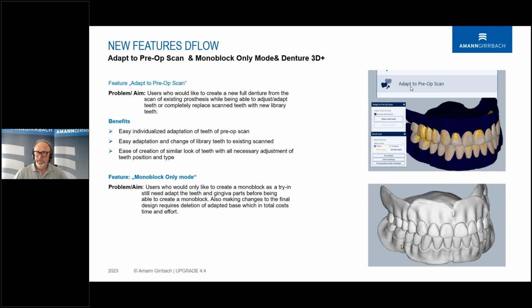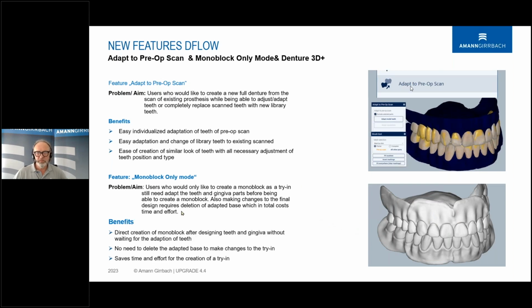Another fine thing is the monoblock. The monoblock mode, the monoblock only mode, gives you the opportunity to make a try-in before you are manufacturing the dentures. So the try-in can easily be printed, so it's low cost, and you can set up everything: the bite, the height, the aesthetic, and if everything is fine, then you can go on with your construction.